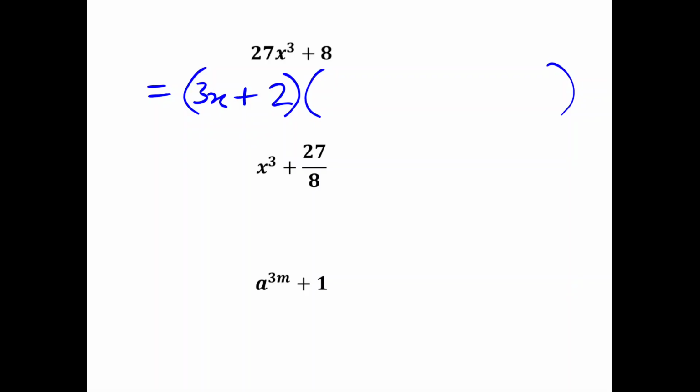Then the first term on the trinomial will be the square of the first term, which is 3x squared, which becomes a 9x squared. Then when we multiply 3x and 2, we get 6x, but we would like to negate that, so it becomes a minus 6x. Then squaring the 2, we get plus 4. This is our factorization of the sum of cubes, 27x cubed plus 8.